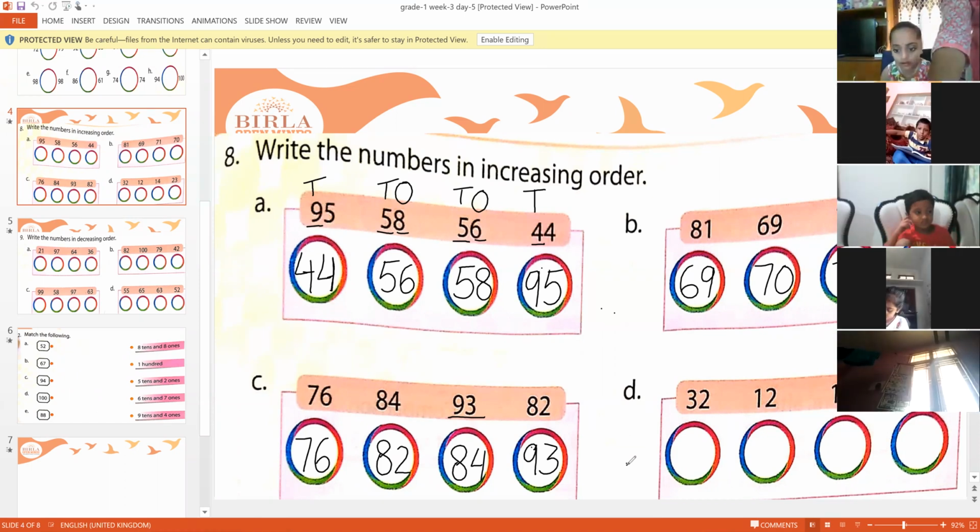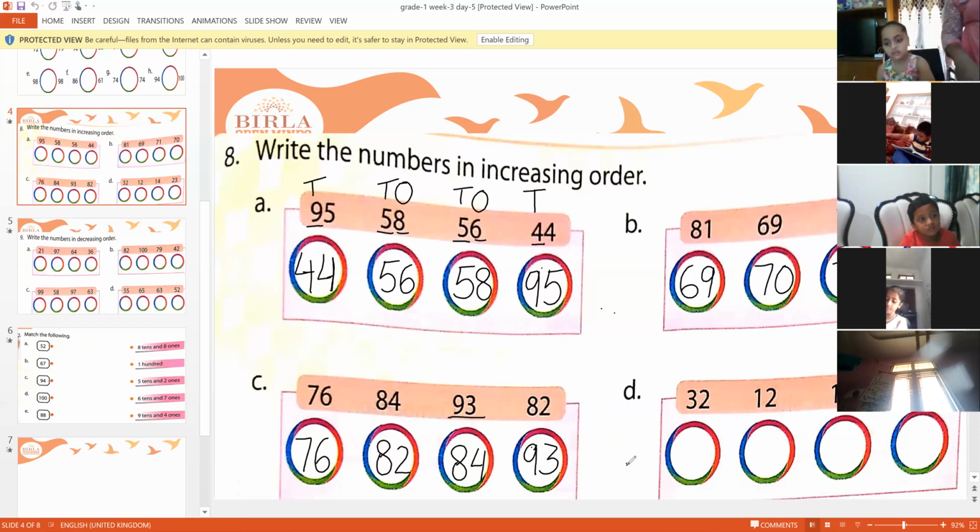Okay. Tanaswiri, you tell me the answer for the last bit. Bit number D, Tanaswiri. Which is the smallest number here? Yes, ma'am. Tell me the answer for bit number D. Which is the smallest number?